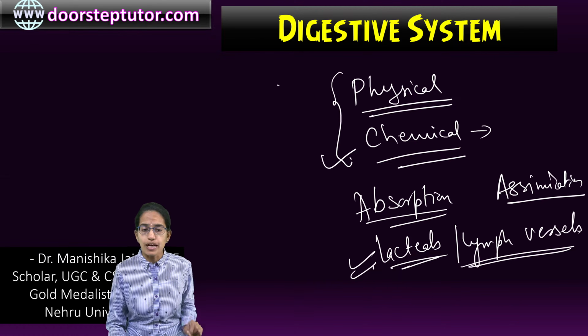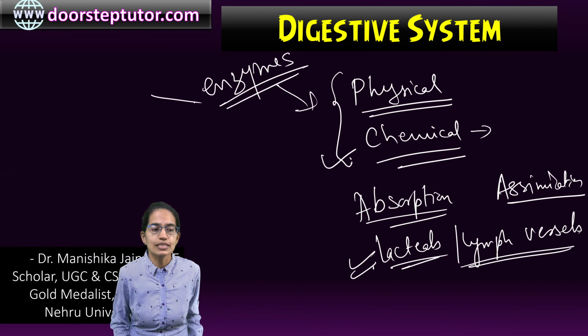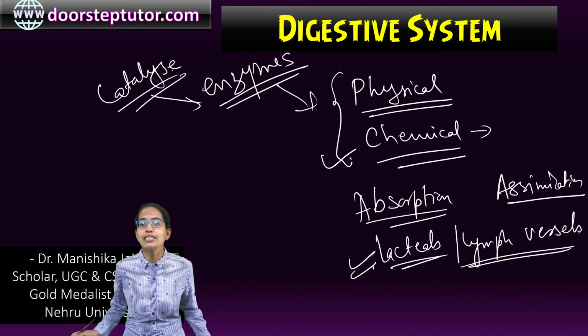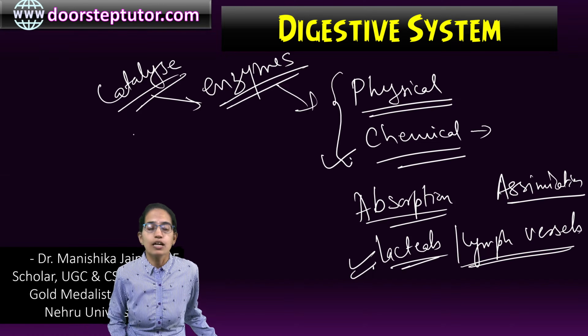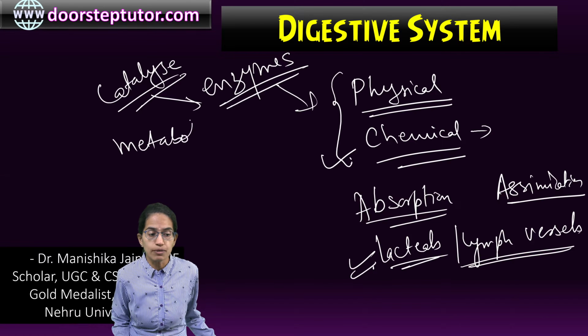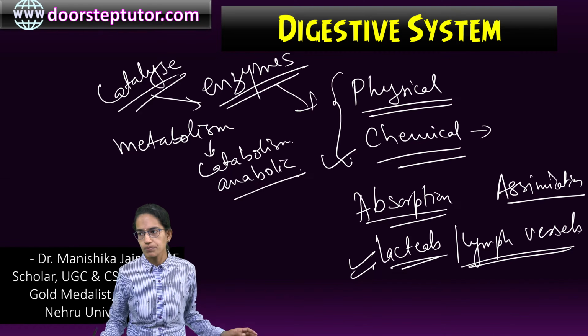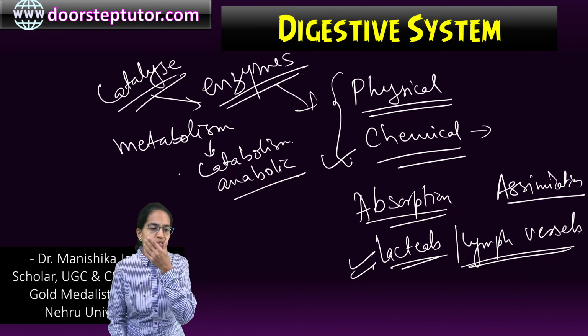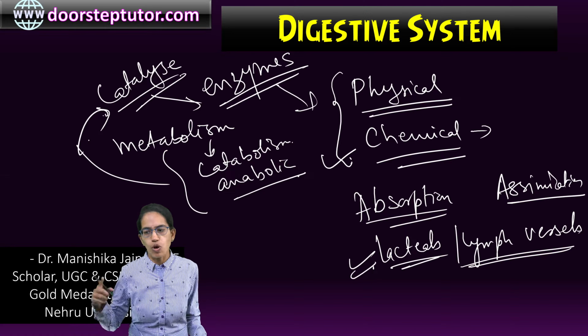Now, this breakdown, as we understood, is facilitated by enzymes. These enzymes act as catalysts. They speed up the process of digestion. Since they work in the body, they are also called biocatalysts. These biocatalysts do the work of metabolism. Metabolism includes two processes. One is the catabolic process, the other is the anabolic process. Catabolic means breakdown, anabolic means formation or coming together. So both of these require enzymes which catalyze the process.